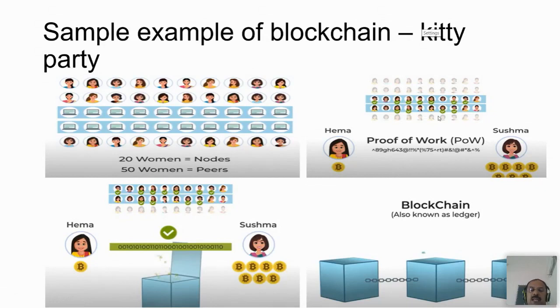Once this particular transaction is done and agreed, it is put into a block, and there is a chain of blocks which will go on. If you want to fudge this, you have to fudge all those transactions, and these particular systems are not in only one place, they are spread all over the world.